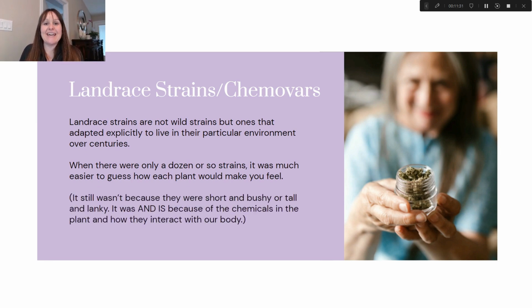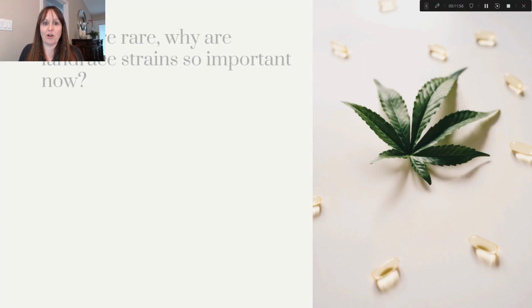That predictability wasn't because one of them is long and tall and lanky, and one is short and fat and bushy. That's not why. The reason that they have different effects or predictable effects is because of the chemical makeup in the plant. What's the amount of THC or CBD and the terpenes and the other things that are in there, and how is that all interacting with our body?